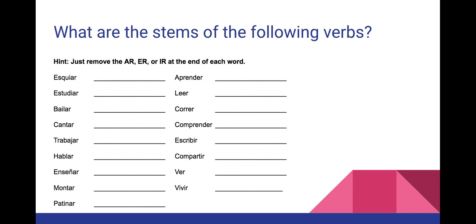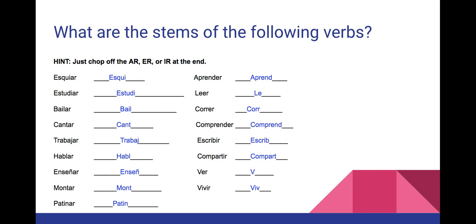So we're going to figure out what the stems of the following verbs are. Now these are AR, ER, and IR. But again, all you have to do is chop off that ending, and then you're going to be left with your stem. So esquiar, chop off the AR, and you're left with esqui. Estudiar, chop off the AR, you're left with estudi. Bailar, chop off the AR, you're left with bail. So let's take a look at our answers. Okay, and I did do them all for you, so you can fill them in your note packet. So these are all of these words just with the AR, ER, IR chopped off at the end.